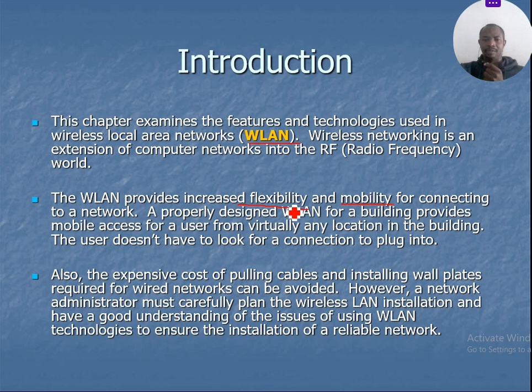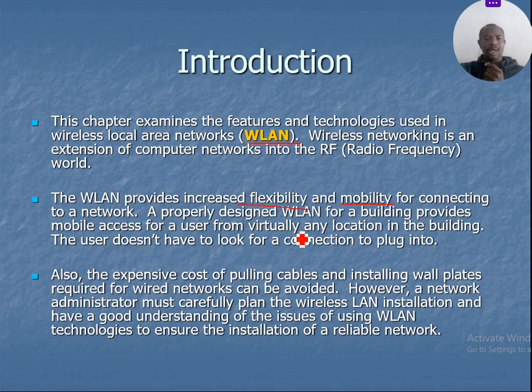So this flexibility and mobility is an unbelievable advantage of WLAN that makes it a super advantage for usage. Now, a properly designed WLAN for buildings provides mobile access for users from virtually any location in the building. You can access the Wi-Fi on your mobile devices, your pad or your laptop, in any part of the building. The user doesn't have to look for a connection to plug into. You don't have to plug your device into any wall plates of a local area network, because this is a wireless local area network.